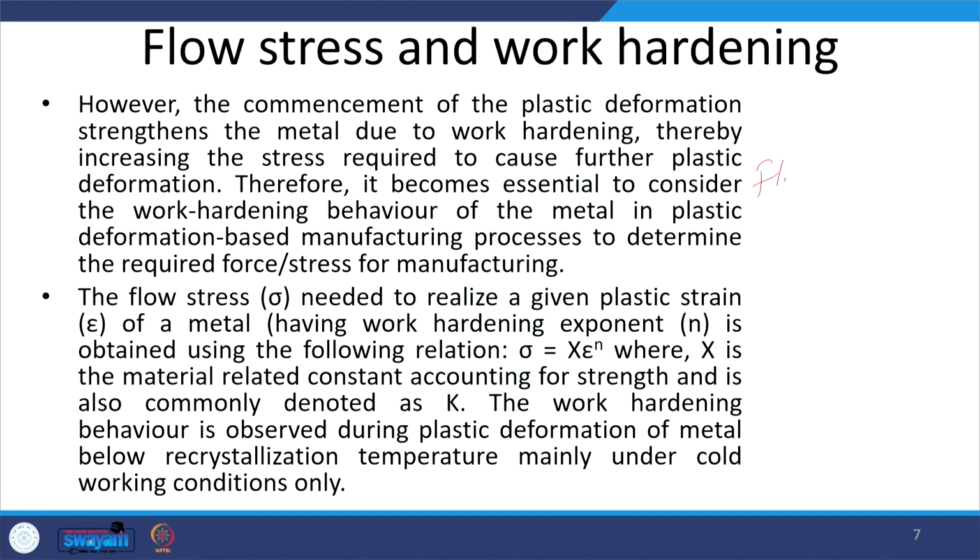It is important to determine how to get that value of the stress required. So, we need to determine the flow stress of the material when it is subjected to plastic deformation. Flow stress is needed to realize the given plastic strain of the metal having the work hardening exponent, and then the flow stress can be obtained using the following relationship: sigma is equal to K epsilon raised to the power n. n is the work hardening exponent, K is the material related coefficient accounting for strength, and it is also denoted as k, and epsilon is the strain that we want to induce.